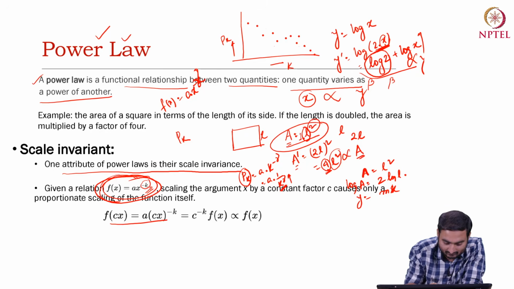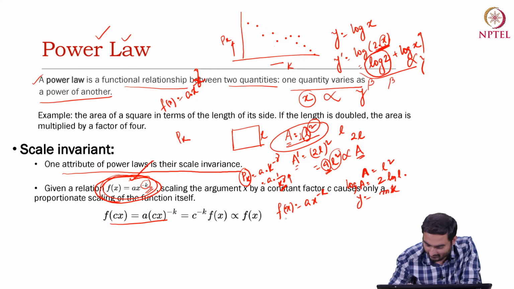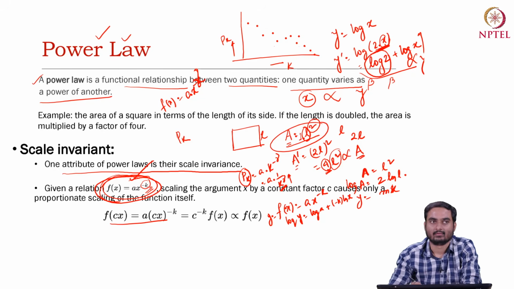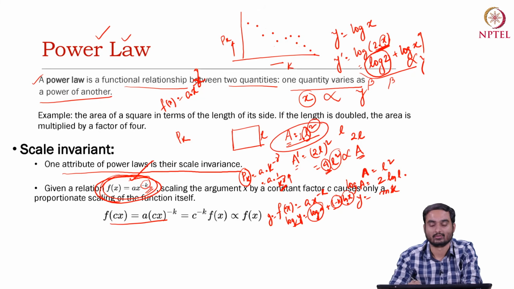Let's say f of x is a into x to the power minus k, right. If we take log, so this is y equals to this one. So if you take log, y is log of a plus minus k log of x. What is this? This is y equals to mx plus c, where this is c, this is m, and this is x. So in the log scale, this power law, which looks like a curve, looks like a straight line.